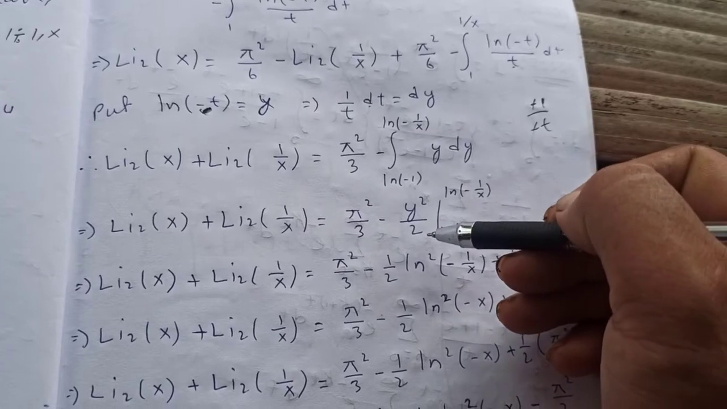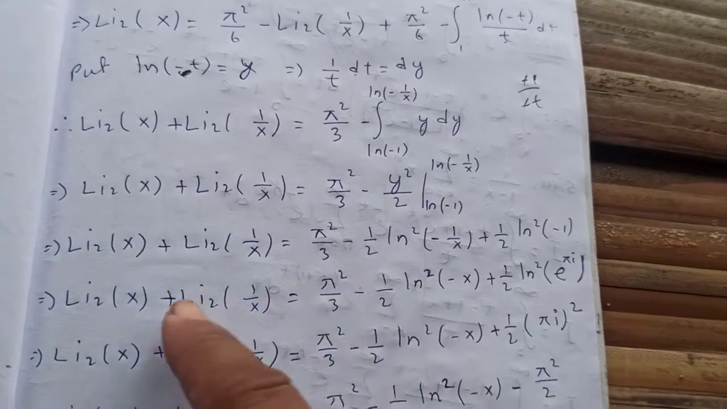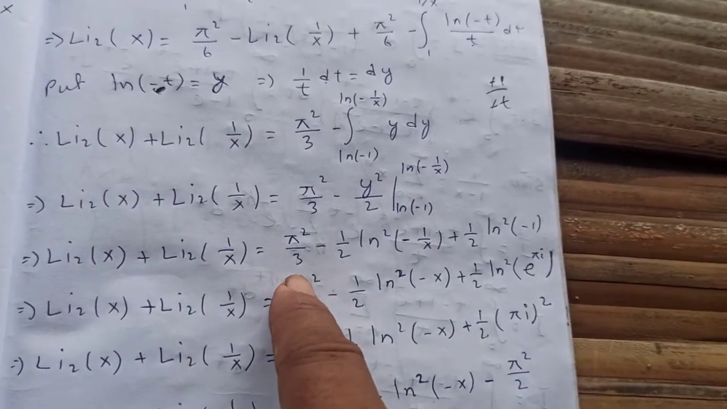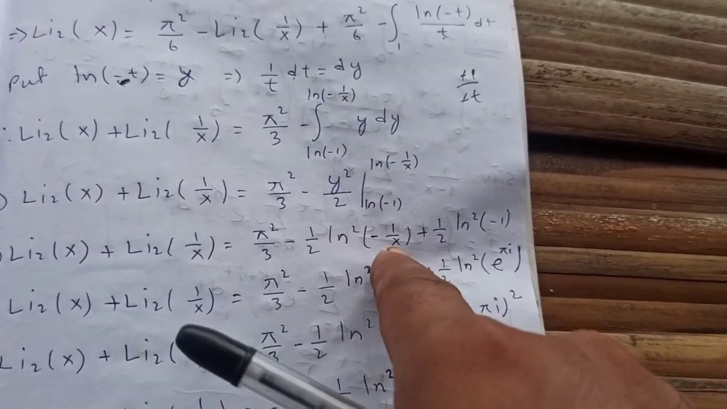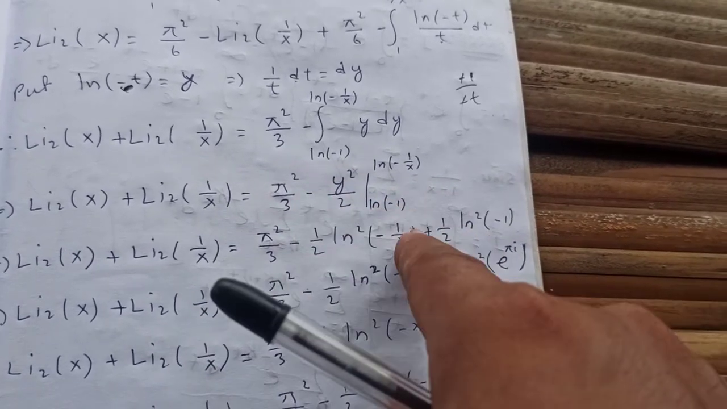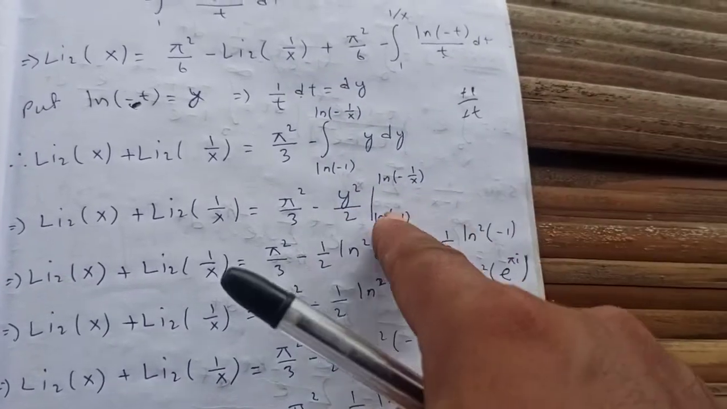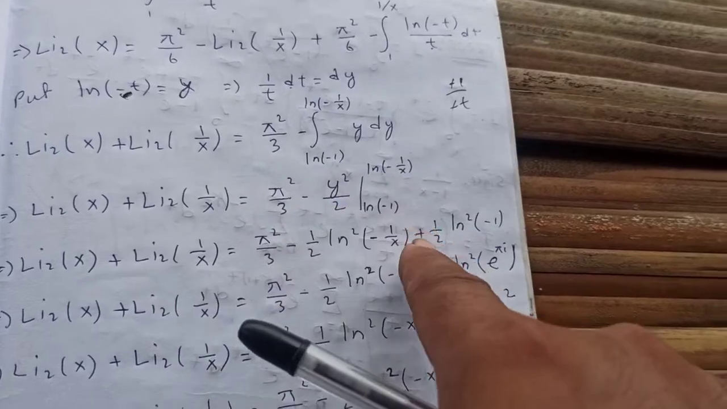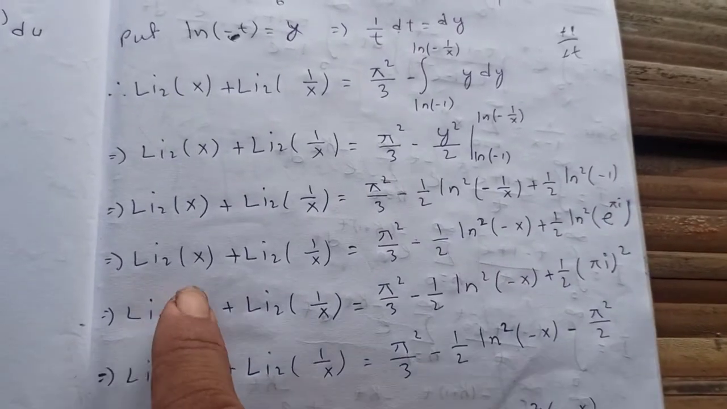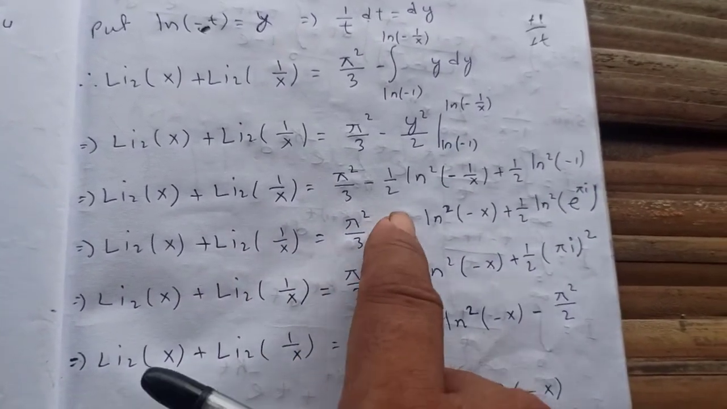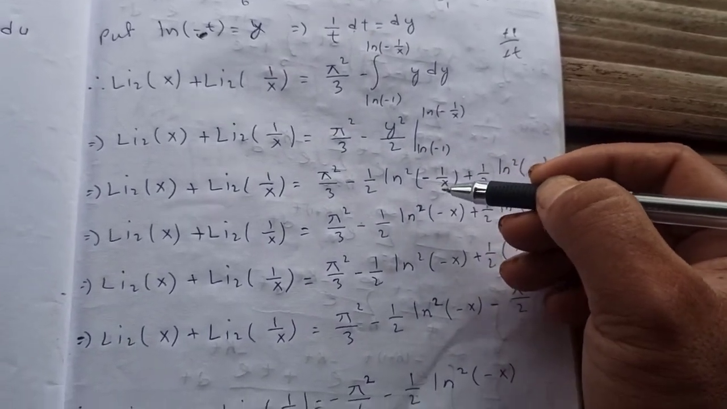y, which is y square by 2, right? From log negative 1 to log negative 1 over x. So li2 of x plus li2 of 1 over x is pi square over 3 minus, putting here, 1 by 2 log square negative 1 over x. So minus, and according to the fundamental theorem of integral calculus, there will be a negative again, so that negative makes this positive, 1 over 2 log square of negative 1. So li2 of x plus li2 of 1 over x is pi square over 3 minus 1 by 2 ln square of negative x. I hope you can simplify this.